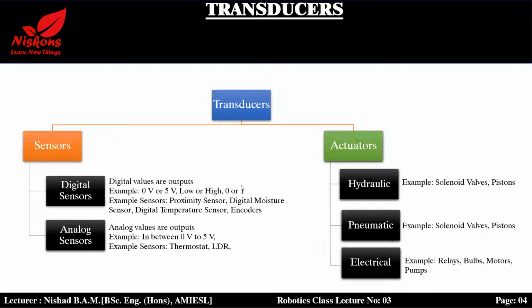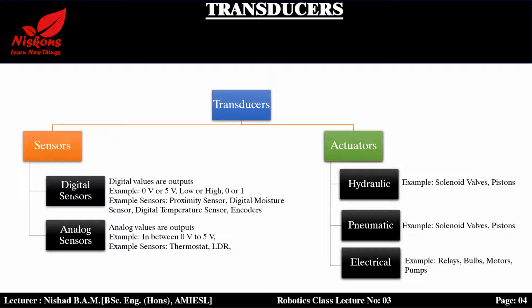Actuators, you can simply say, are bulbs, motors, that means output parts: motors, bulbs, buzzers, etc. Those kinds of things are called actuators. An actuator can be defined as a component that does an action that is obtained from the controller.